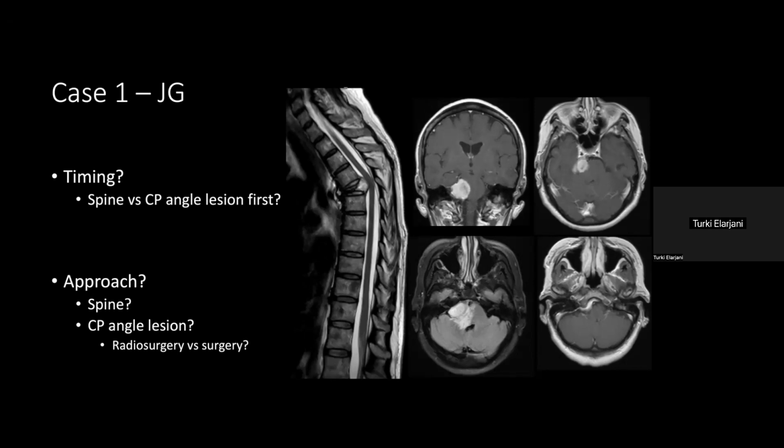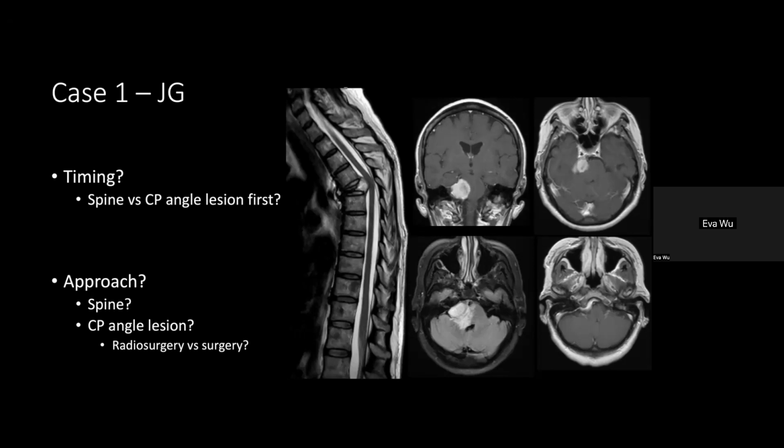I mean, given that she had extensive brainstem edema that is worse in 6 weeks, I would treat the CP angle lesion first. And in the same setting or in the same admission, I would also treat the spinal lesion too. Given that she has only hyperreflexia and doesn't have progression in symptoms, I would do that second after the CP angle lesion.